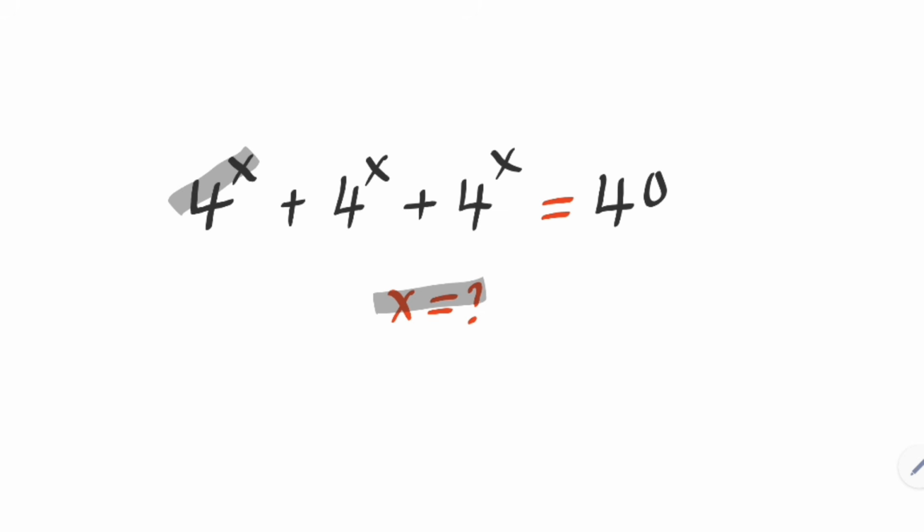Solve for x in this beautiful math problem: 4 raised to power x plus 4 raised to power x plus 4 raised to power x is equal to 40. Can you actually solve this?